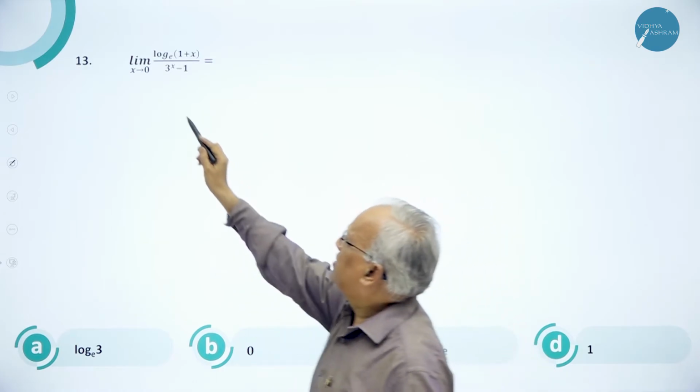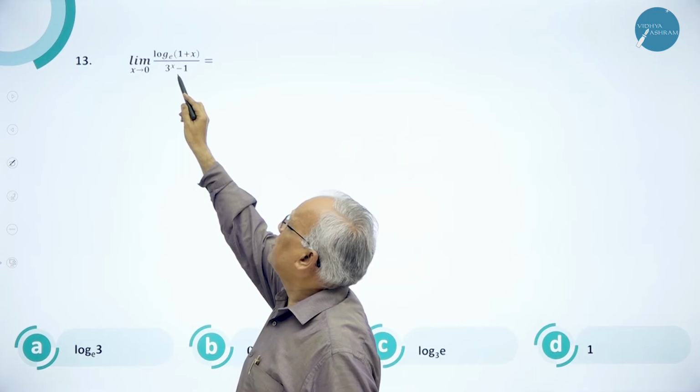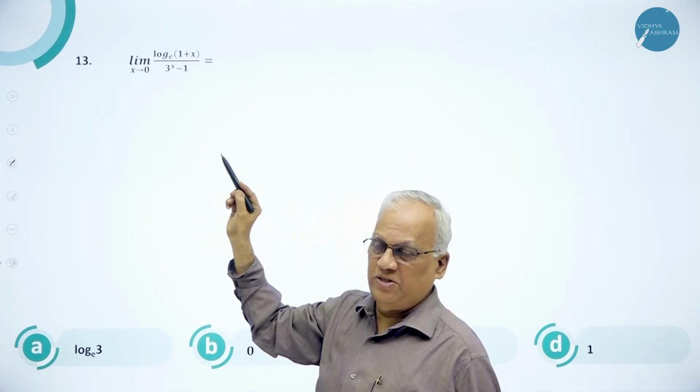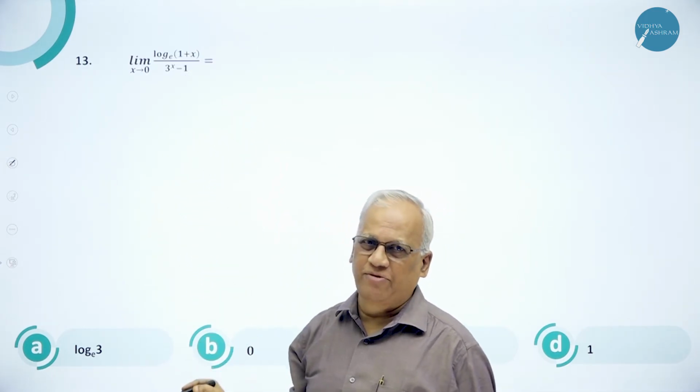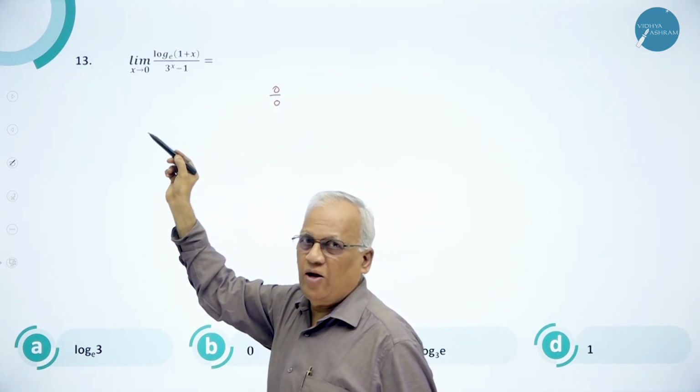When x is 0, log(1 plus 0) is log 1, which is 0. 3 power 0 minus 1 is also 1 minus 1, 0. So it is an indeterminate form, 0 by 0 form. Therefore, I can apply L'Hospital's rule.